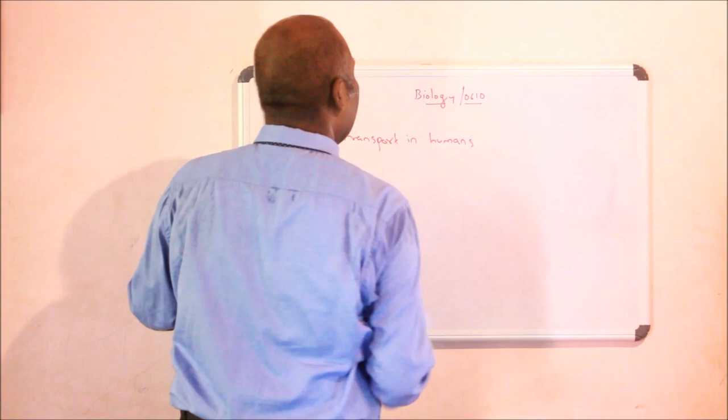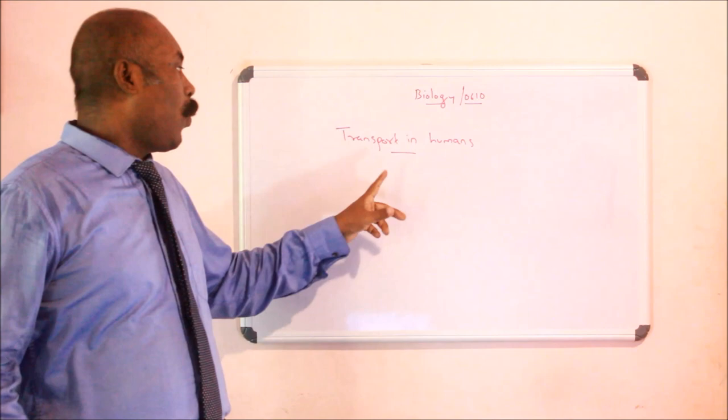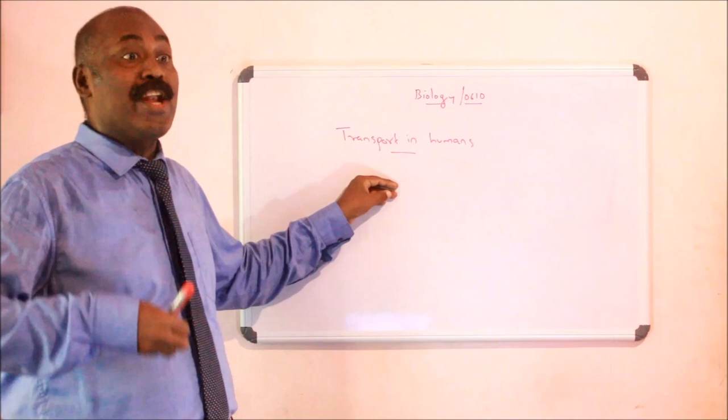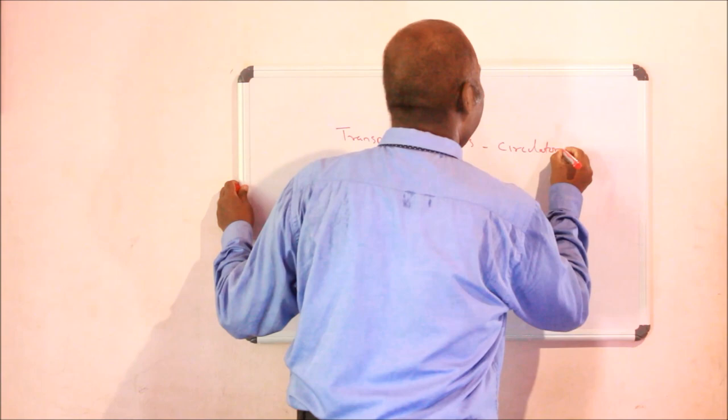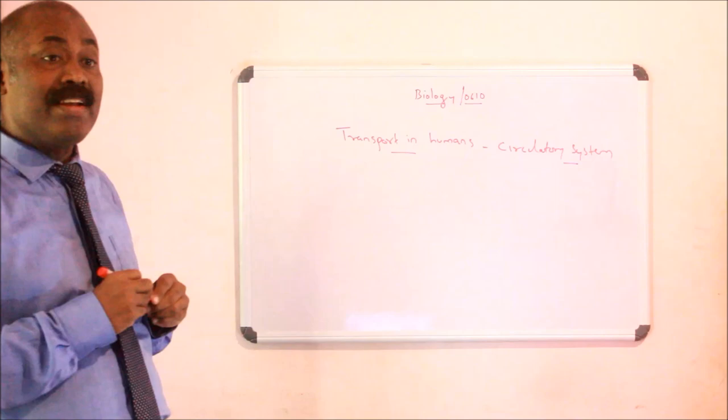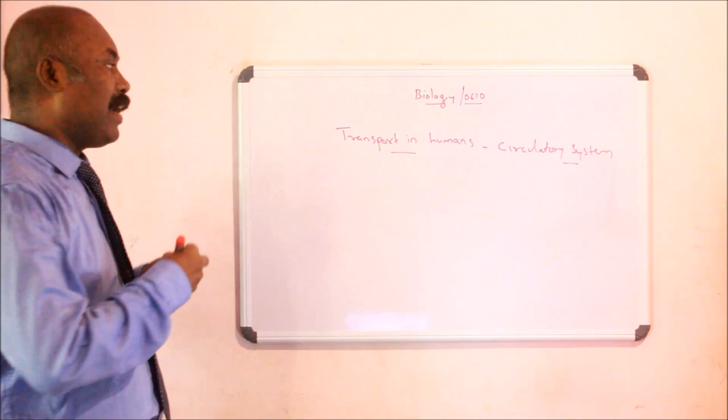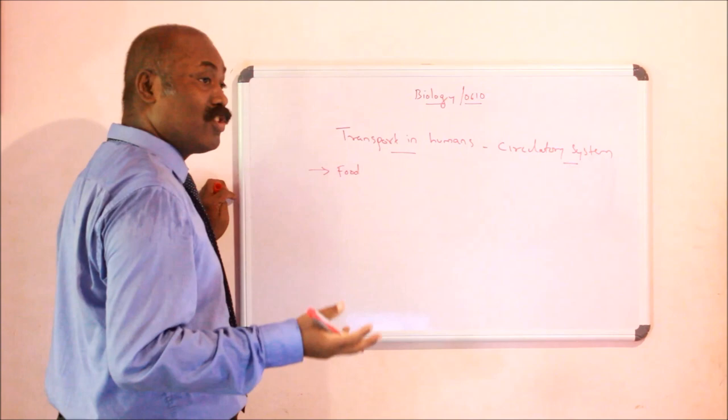In human beings, food and oxygen are transported, and this system is called the circulatory system. Circulatory system means the transport system of the body. The main function of this system is to transport food, that is glucose, and oxygen.